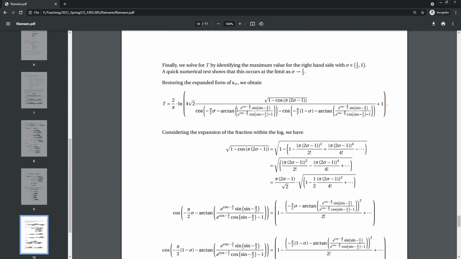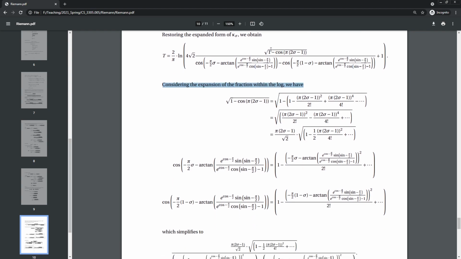Okay, so we've got our monstrosity back. So considering the expansion of the fraction within the log, right, so we look at this with this, right? So this is a constant, and this is a constant. And so sigma is, like, we've finally reduced the problem to where we're looking at this with respect to just sigma. But it's still, you know, a lot to behold, right?